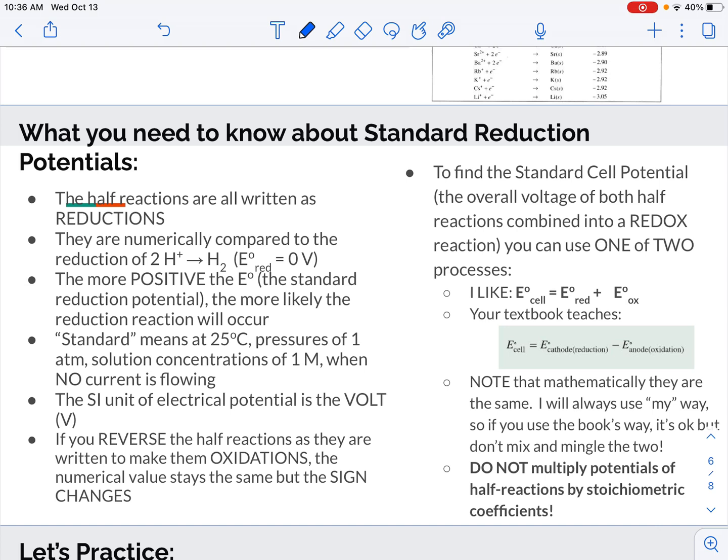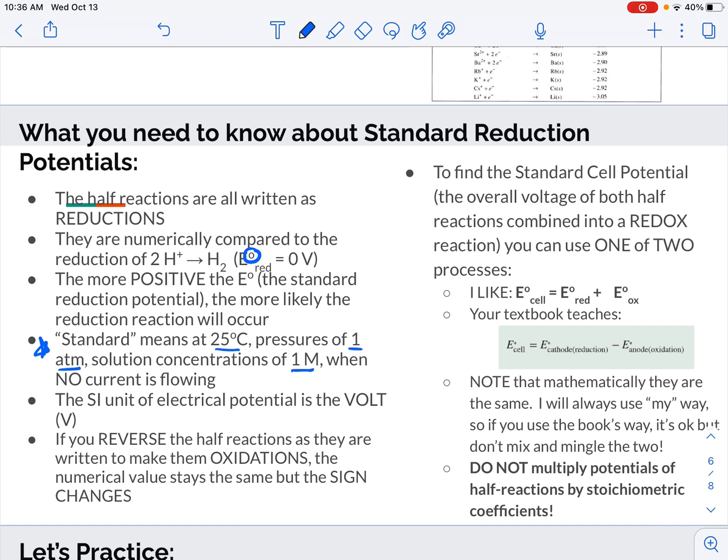Some things that I asked you to put in your targets. This word standard is signified by this little degree sign on the E. So E is reduction potential, E standard has that little degree sign on there, and this means that your conditions have to be 25 degrees Celsius. If you have gases, the pressure has to be 1 atmosphere.